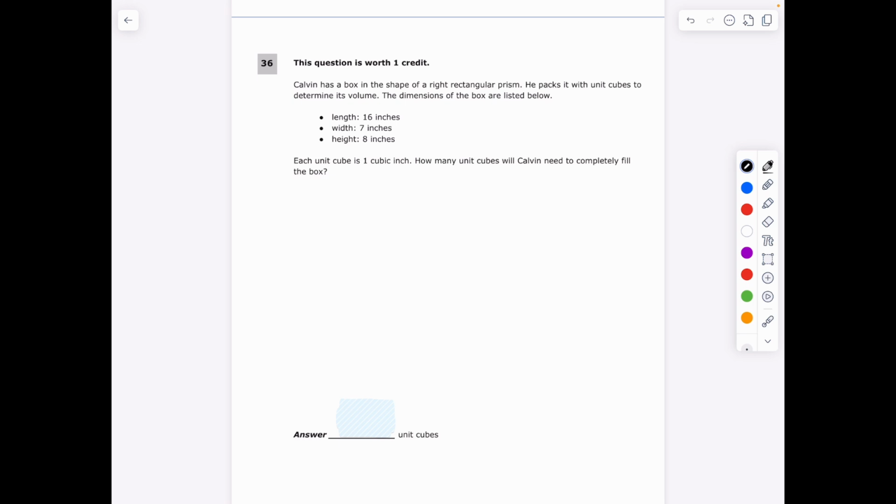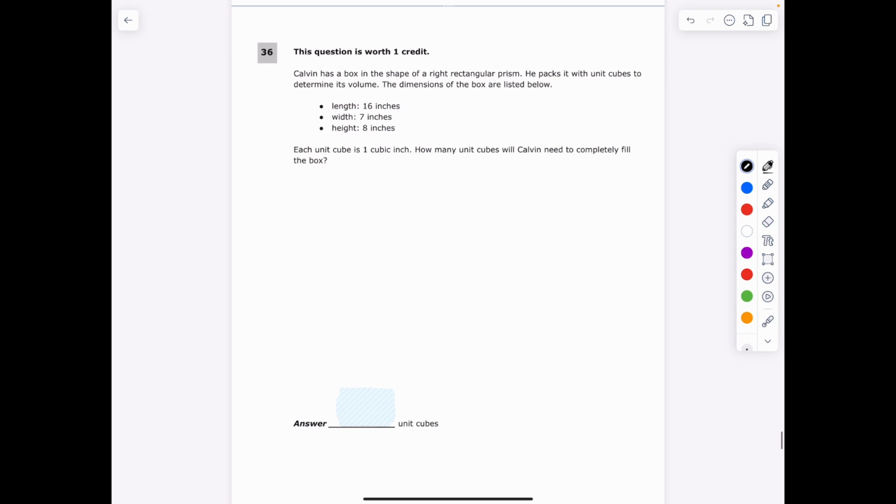So for number 36, the answer on the line has to be 896. That's all they want to see, is all you would have to put into the space. So let's look at the problem and see how you got there.